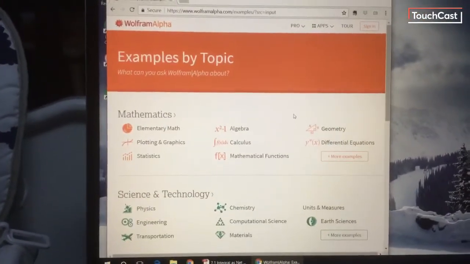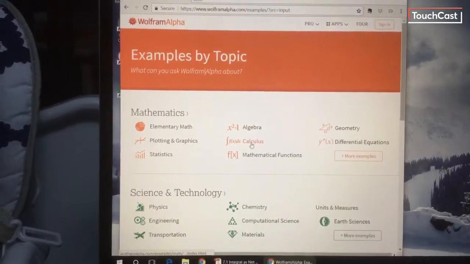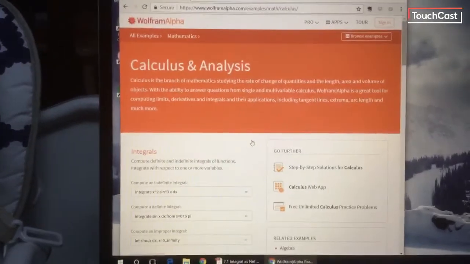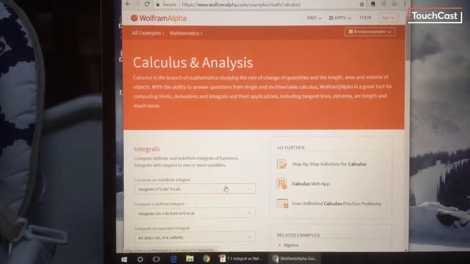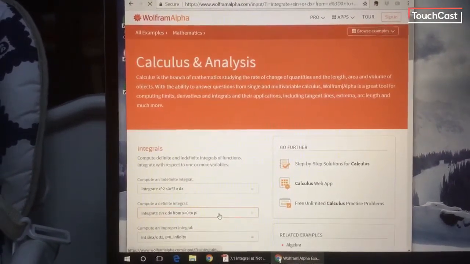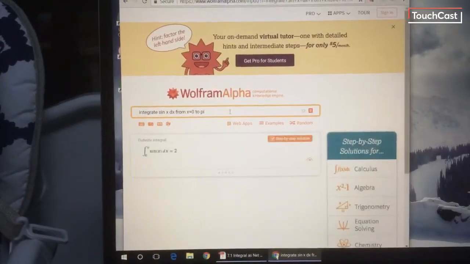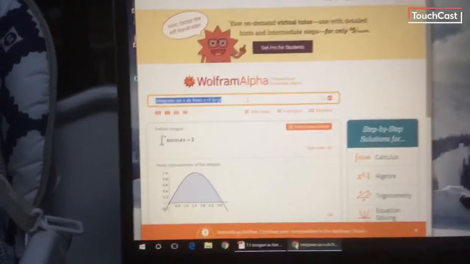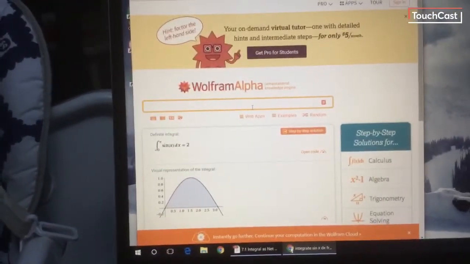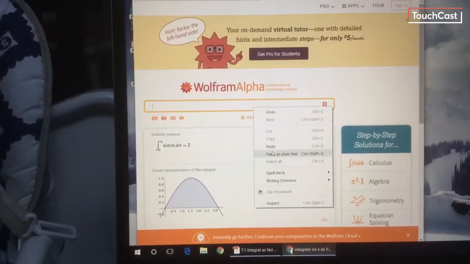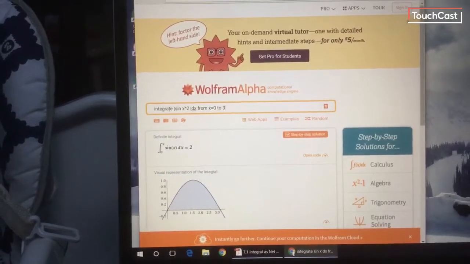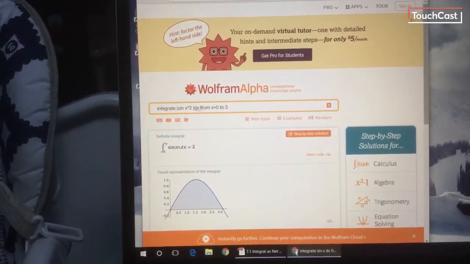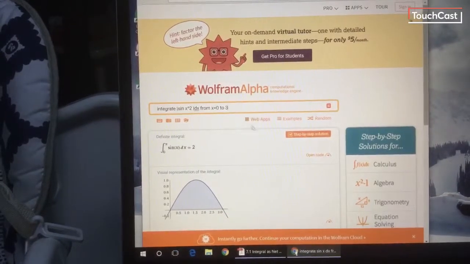This is wolframalpha.com. They have a little calculus section, and they have tools online for integrating. So here's a place I can compute integrals. This is a definite integral I want to compute. So I'm just going to delete out the example they had there, and I'm going to type in this one. I've already typed it ahead of time. I want to integrate the absolute value of sine of x squared from 0 to 3. So integrate, see the absolute value bars, sine of x squared dx from x equals 0 to 3.